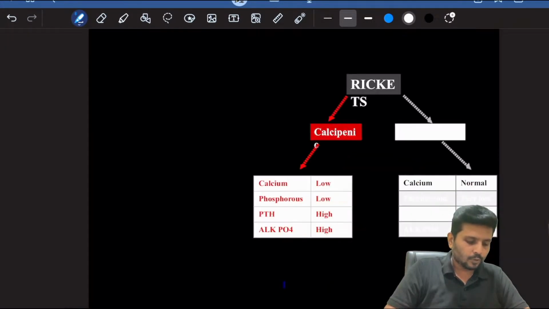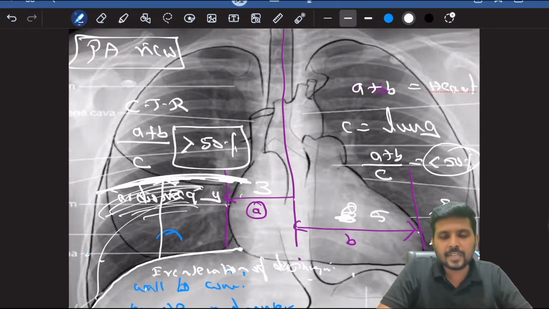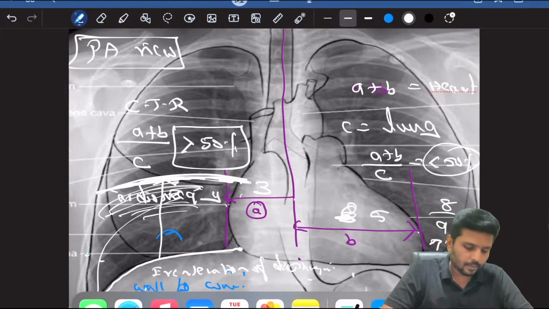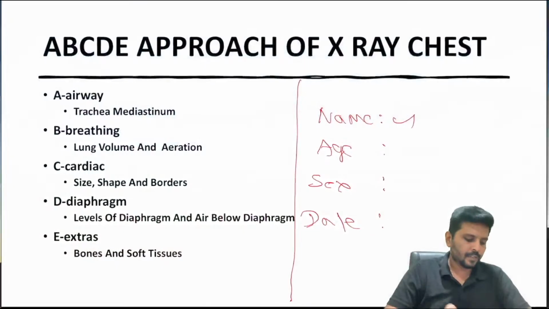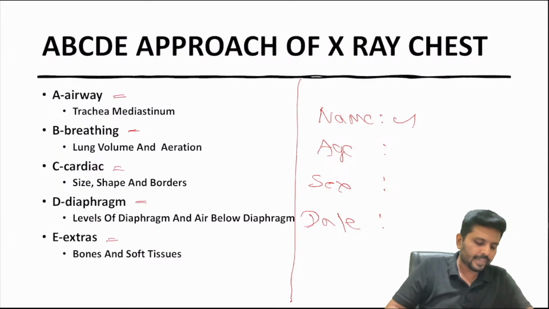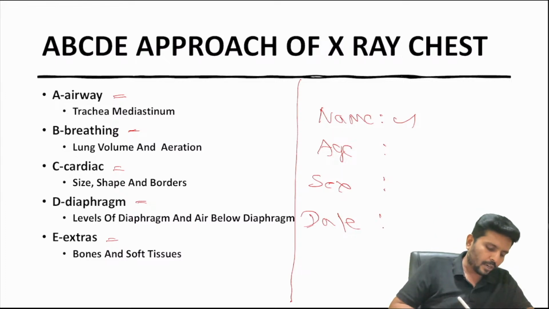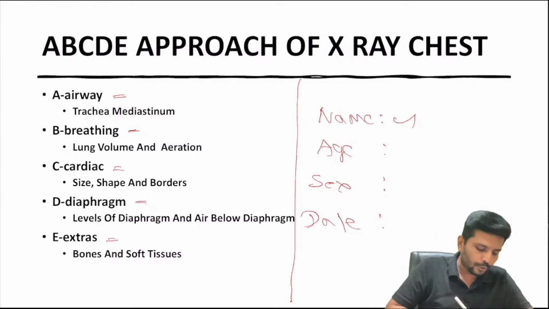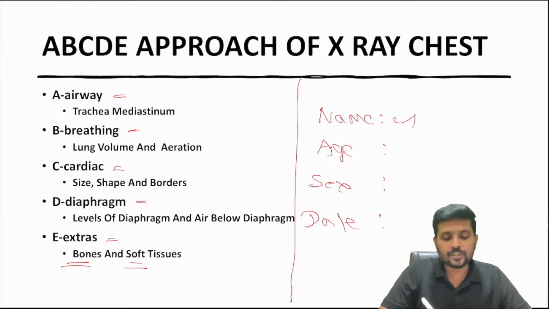Right. So what are all the basic things we saw? These are all the basic things: airway, breathing, cardiac, diaphragm, and then extras. Extras means what? Level of the diaphragm, as I told you. What do you mean by extras?